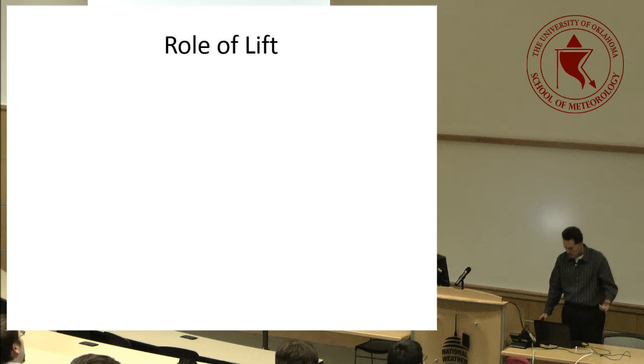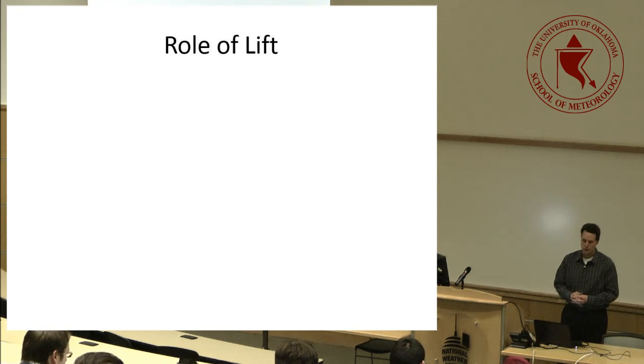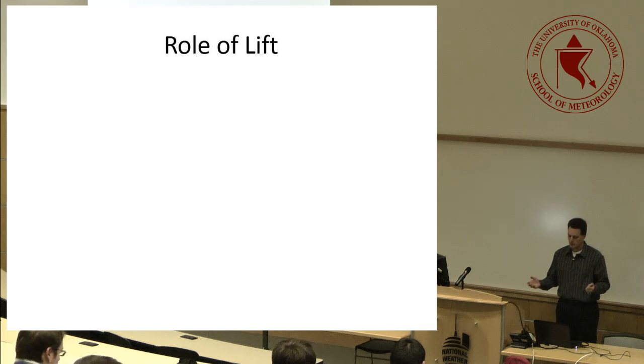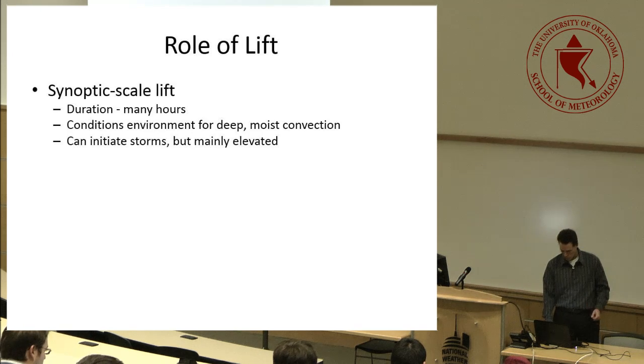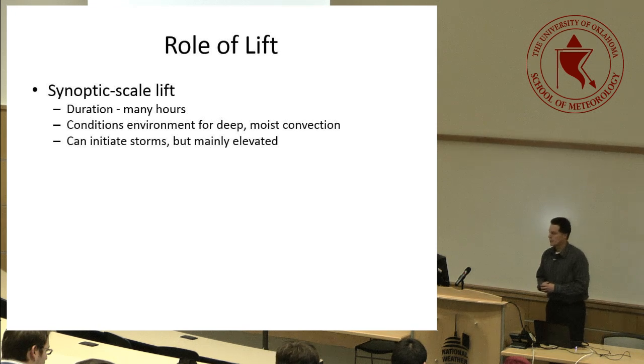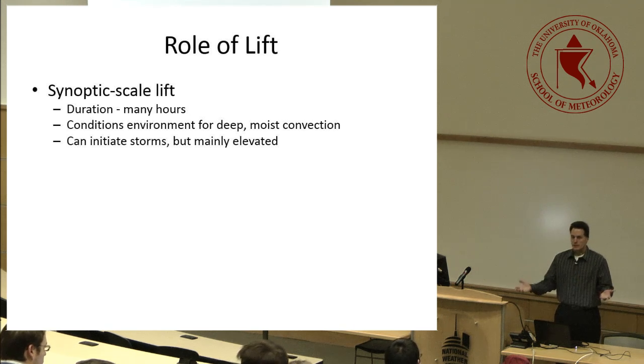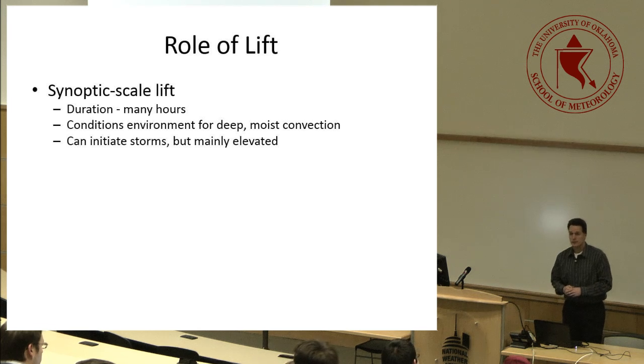All right. What's the role of lift in severe thunderstorm environments? We talk about this stuff a lot, but I don't know how much people think about what the real roles of lift are. We've got different scales that we're talking about. In this case, we'll start with the synoptic scale. We discussed synoptic meteorology, QG theory, that's the kind of thing we're talking about here. It tends to occur over broad areas on the scale of many hours, and what it's primarily doing is conditioning the environment for deep moist convection.